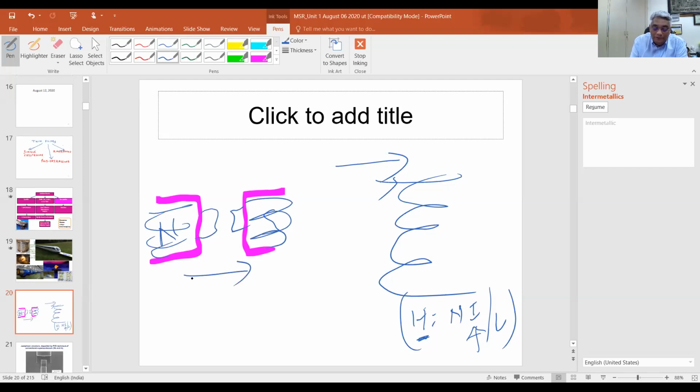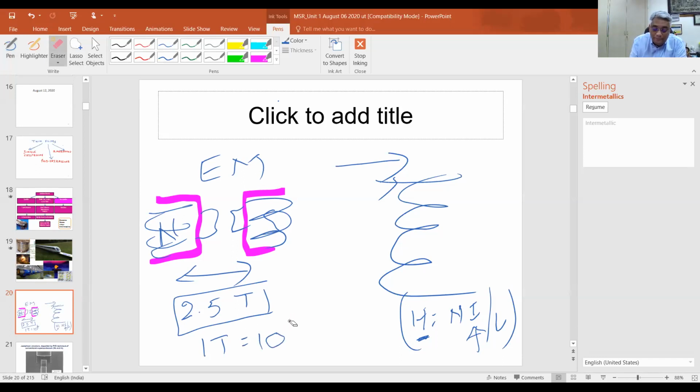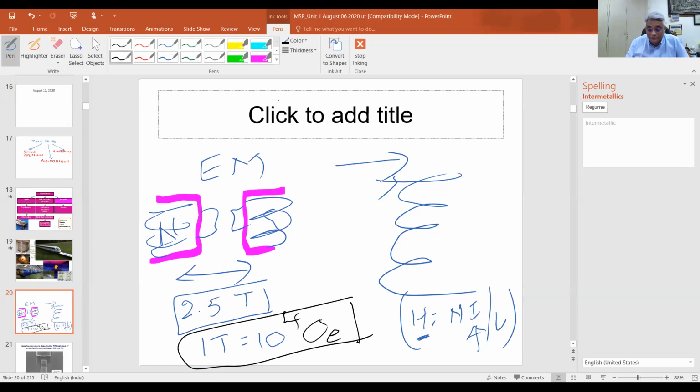And what are the maximum fields that you can produce with electromagnets? The maximum field that you can produce with electromagnets, at the lab level, is about 2 Tesla, 2.5 Tesla. And 1 Tesla is 10 raised to 4 oersteds. It means 10 to the power of 4 oersteds, 10,000 oersteds. That's a large unit. That's a huge amount of magnetic field.